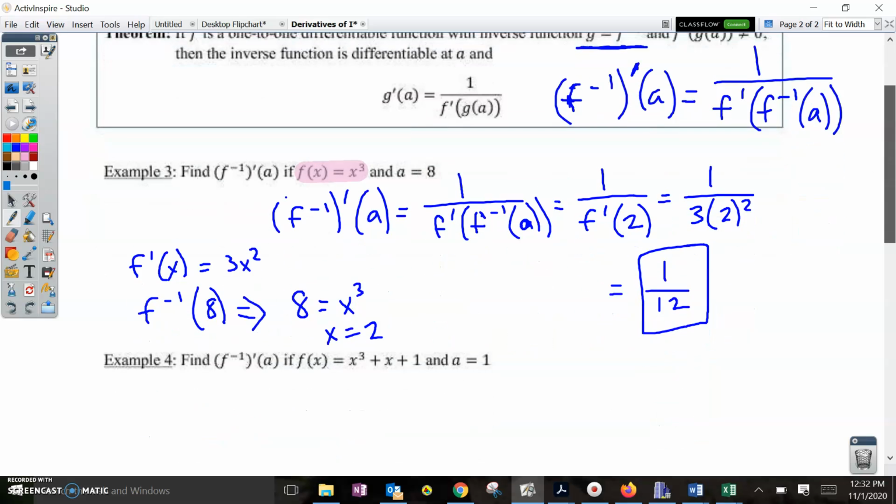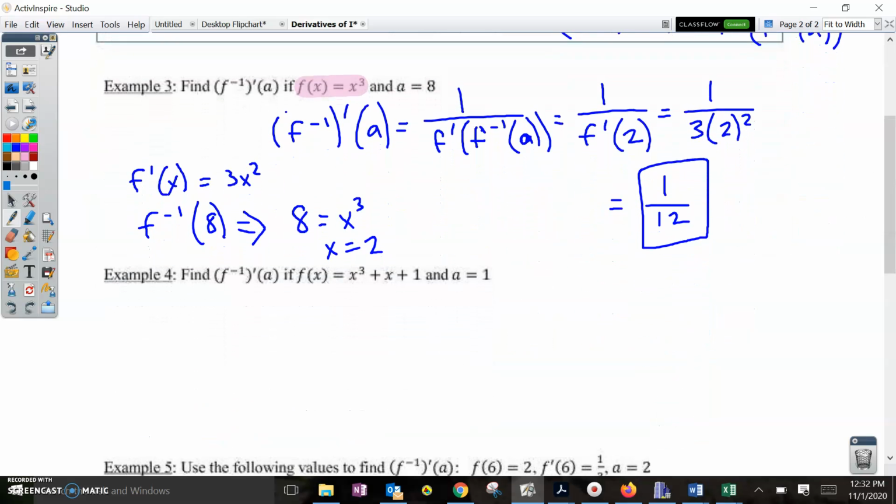All right, let's do example 4. I'm going to do the same thing, same idea. So we need to find f prime of x. So we'll take the derivative of this function. It's 3x squared plus 1. And then we need to find f inverse of a.